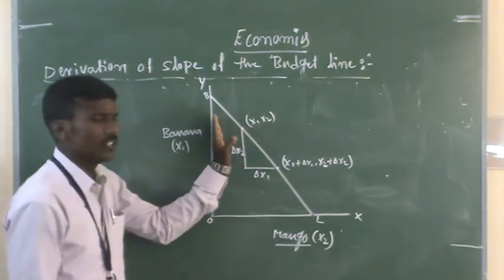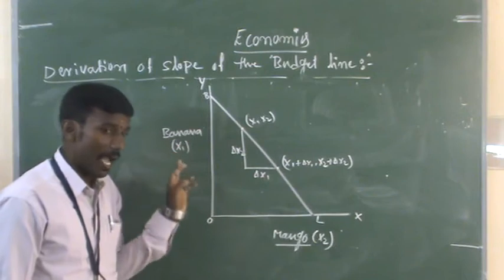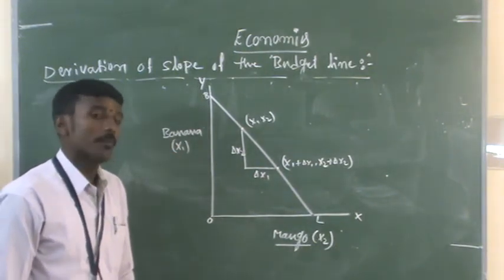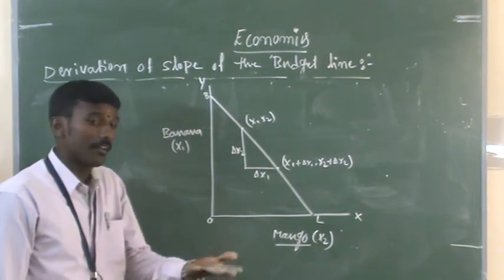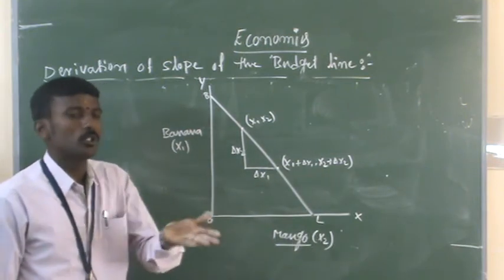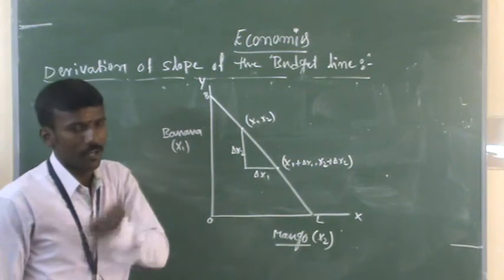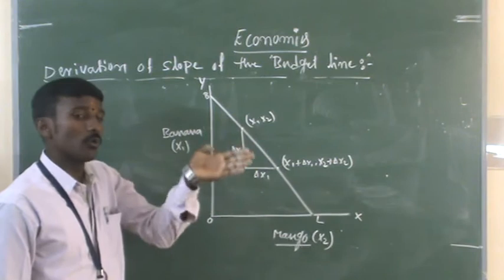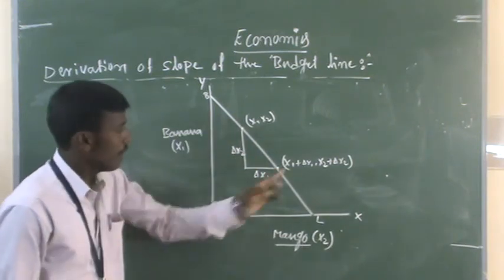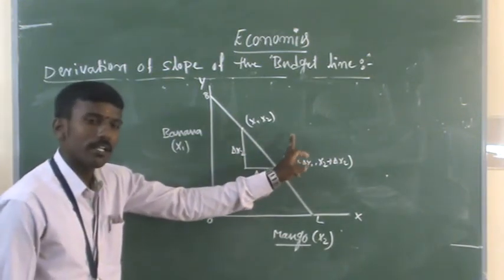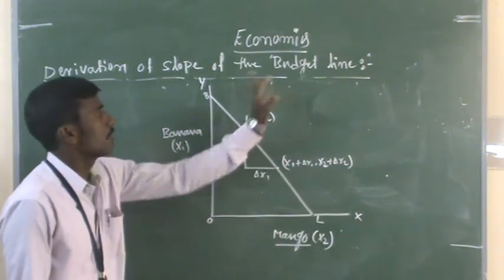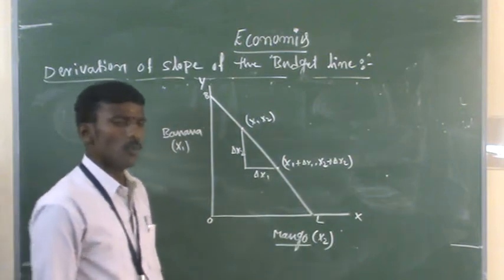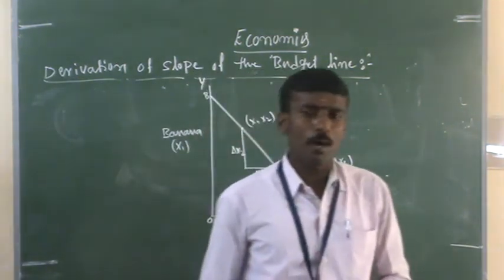How you are going to derive this BL: one option is 3 units of bananas by 4 units of mango, and our third option is 2 units of the banana and 2 units of mango. All possible bundles we are going to represent graphically. We will get a left to right downward sloping straight line. That line we are going to consider the budget line or a price line. Our 3 options are needed.